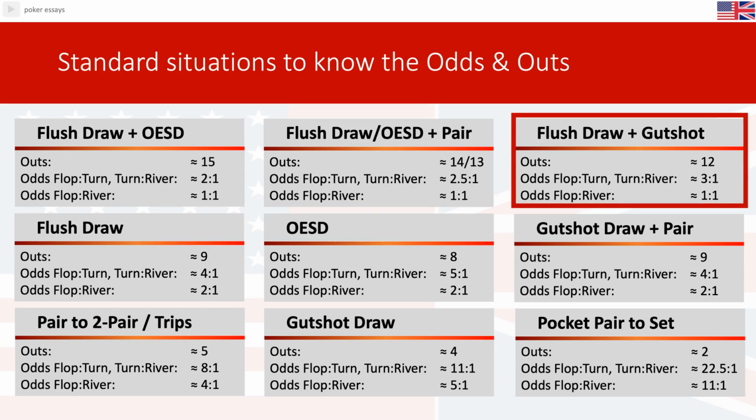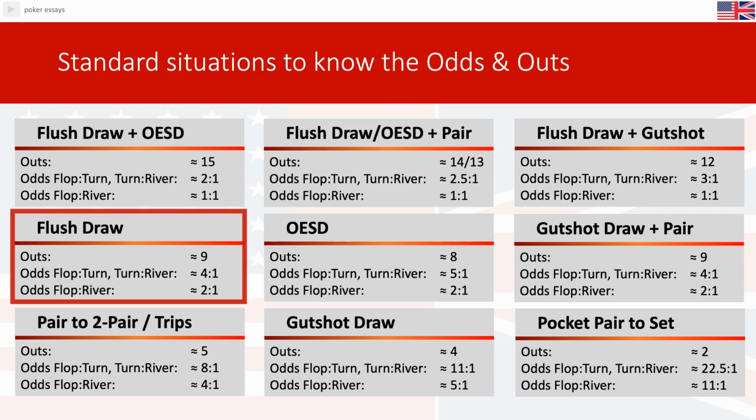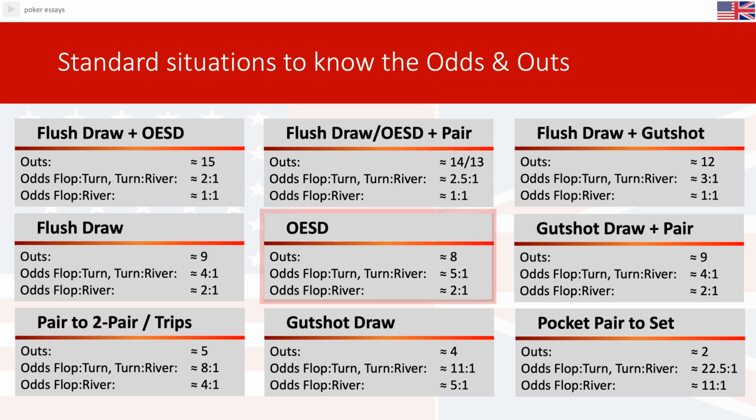If you hold a flush draw combined with a gut shot, you are holding 12 outs, which means odds from street to street of approximately 3-1 and odds from the flop to the river of approximately 1-1. In case you hold a pure flush draw, you have 9 outs and odds from the flop to the turn or turn to the river of approximately 4-1 and odds from the flop to the river of 2-1. If you hold an open-ended straight draw, you have 8 outs and odds from the flop to the turn or turn to the river of 5-1 or odds from the flop to the river of approximately 2-1.